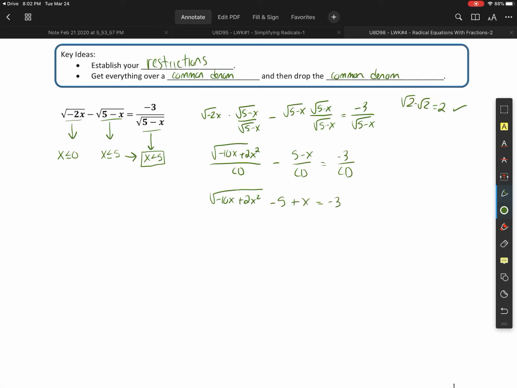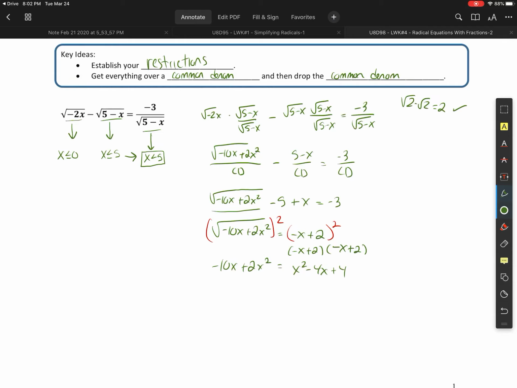And now we gotta solve like we learned yesterday. So we want to isolate our rad piece. Rad -10x plus 2x squared equals, in this situation, -x plus 2. Alright, so how do we clear out that rad? Square both sides. When we square the left side, we get just what was under the rad. But on our right side, we have to FOIL. -x plus 2 times -x plus 2, which leaves us with x squared minus 4x plus 4.